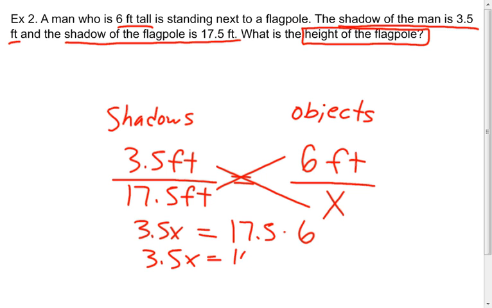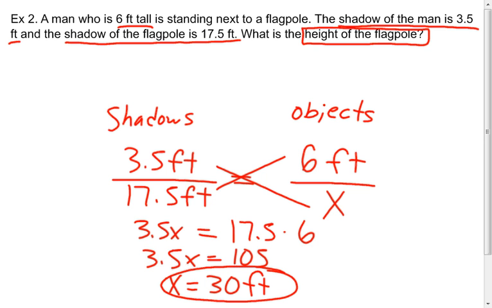3.5x equals 105. My variable is being multiplied by 3.5, so I need to divide by 3.5, and I get x equals 30. Now, a word problem has units in it, so I need to make sure I put units in my answer. The height of the flagpole is 30, and the only unit we've got in this problem is feet.